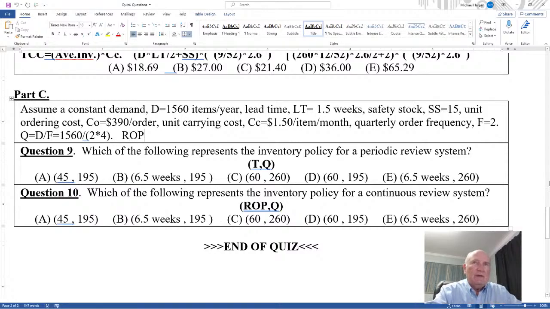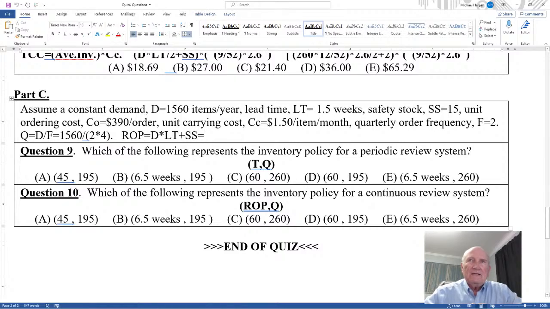Next is the ROP for the continuous review. It's demand times lead time plus safety stock. Anyway, we go through it again. I'll let you do that. And there are some conversions that have to be made in there. We've done that above. All I'm doing here is going through it again, and then find the ROP and which one it fits. Find the T. This is just focusing on the periodic versus continuous review. It's just getting used to that terminology.